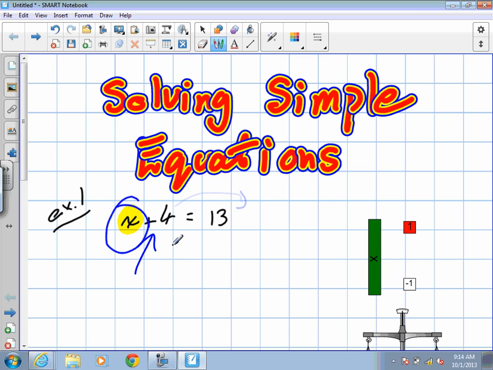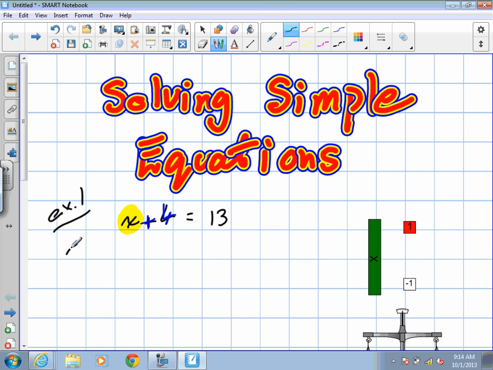Now, in order to do this, we have to use an opposite operation. So, what would be the opposite of positive 4? Negative 4. The idea is this is plus 4, so we need to use the opposite. The idea is we're creating a 0. So I'll now have x plus 4 minus 4 is equal to 13 minus 4. Think of it like fractions: whatever you do to one side, you have to do to the other. Just like with equivalent fractions, whatever you do to the top, you do to the bottom. It's the same with an equation.